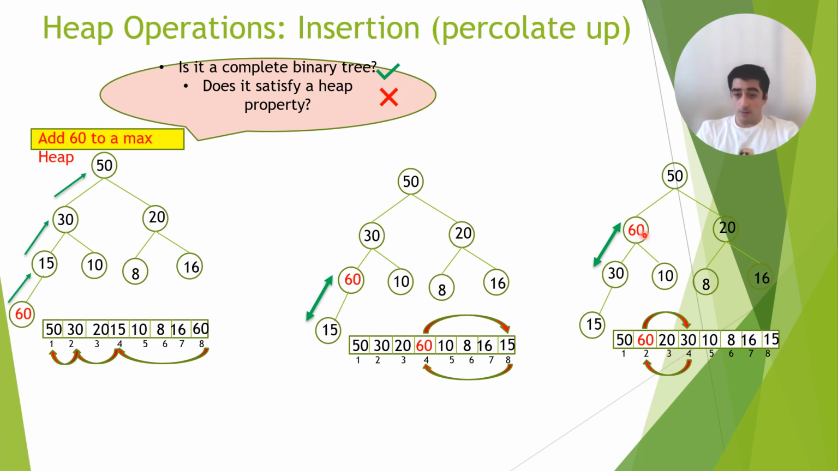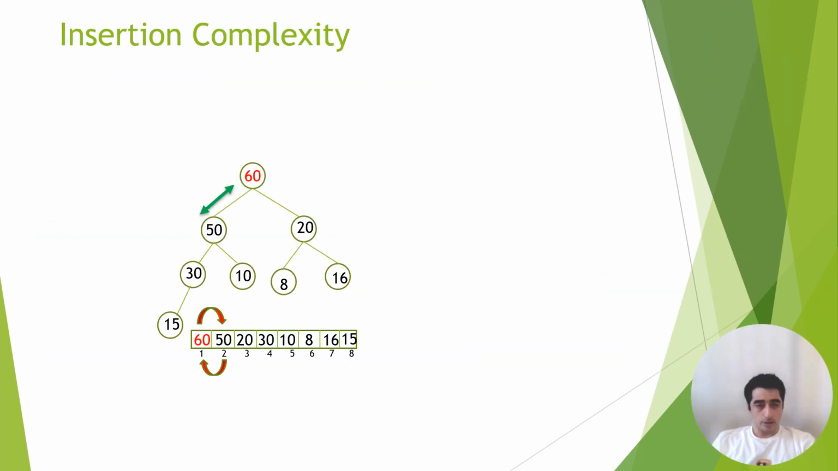Then we're going to compare 60 with its parent. Still, 60 is not less than the parent, which is 50, so we need to do this one more time. In the final step of percolating up, we compared 50 and 60, and because 60 was greater than 50, we have to swap them. So now 60 becomes the new root, and we have swapped index 2 and 1. Now 60 is the root, 50 is the left child, and the rest are placed in the same way that we had it before. This is called the insertion operation.